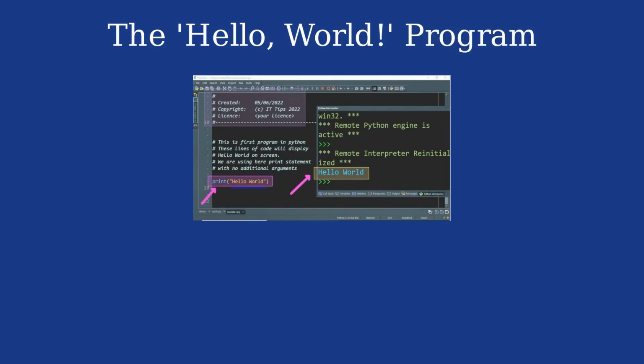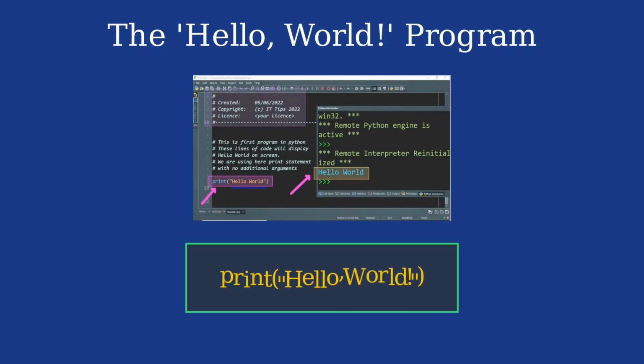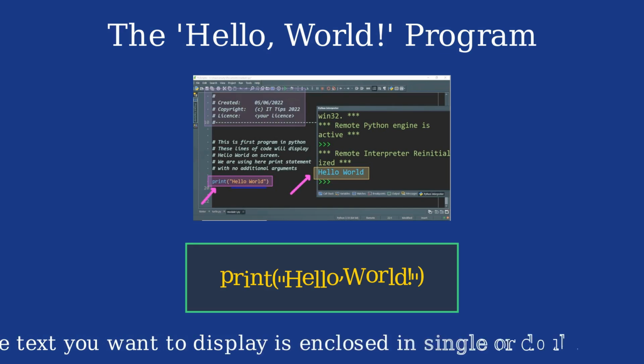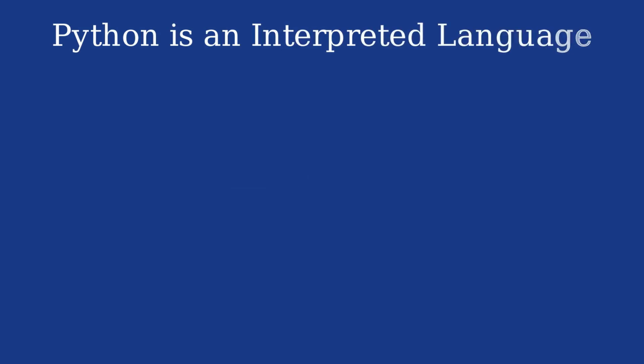Now that you've set up Python and written your first program, let's move on to understanding the Hello World program in more detail. The Hello World program is a fundamental introduction to any programming language. In Python, it demonstrates the use of the print function, which outputs text to the console. The text you want to display is enclosed in single or double quotes. This simple command produces the output Hello World in the console.